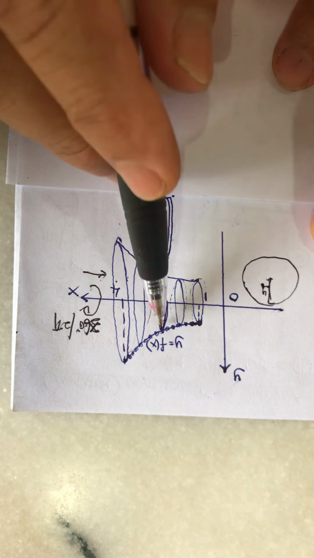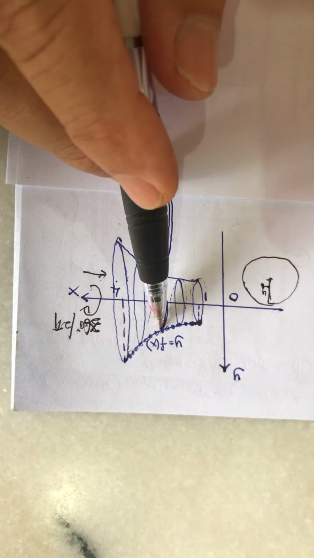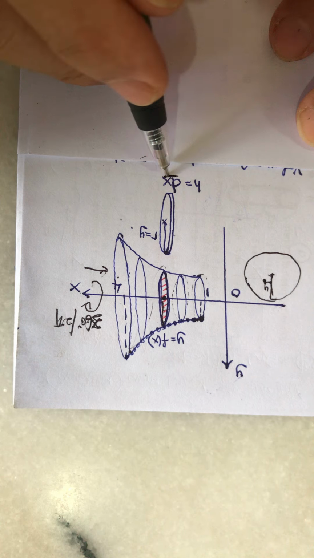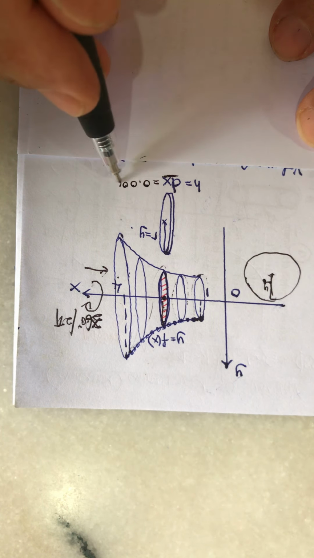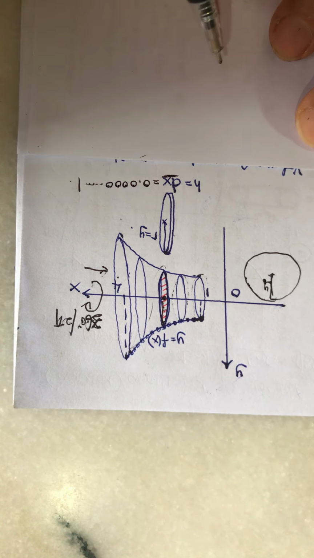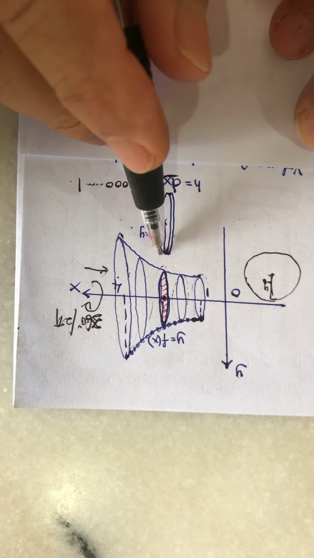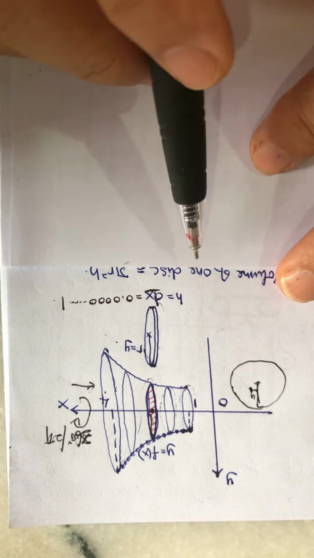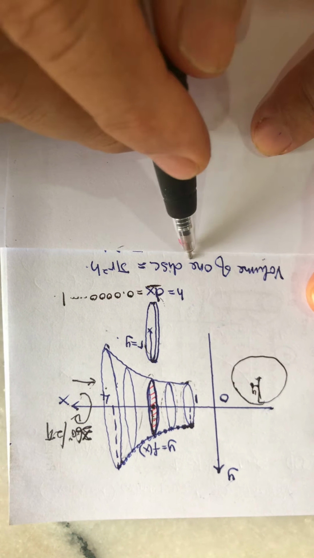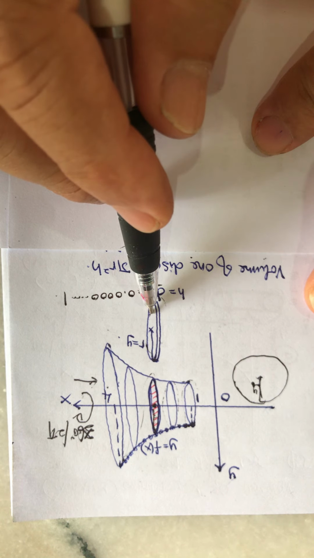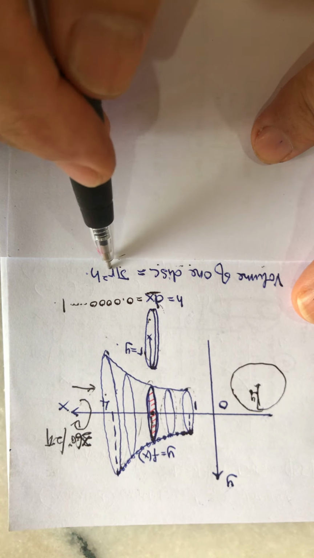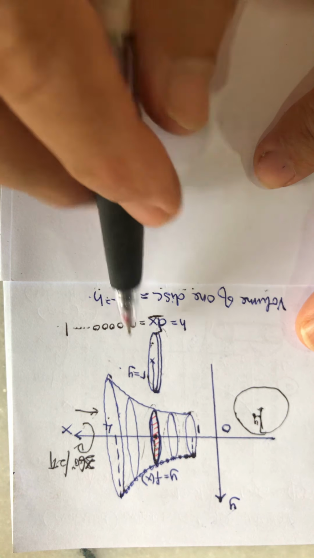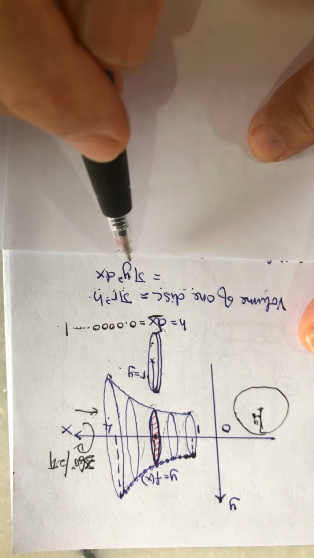The thickness is just the size of one electron. Therefore, the thickness is dx, which is very, very small. So this is actually some sort of cylinder. The volume of one very thin disc like this is pi r squared h, the volume of a cylinder, where h is dx.